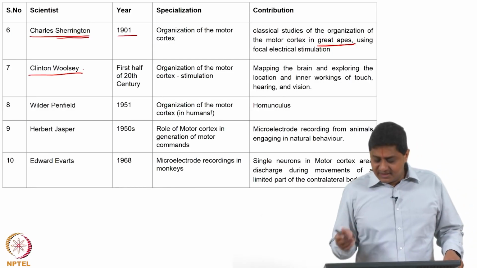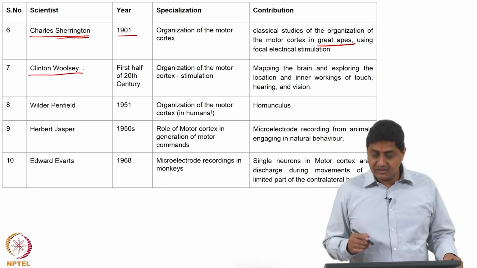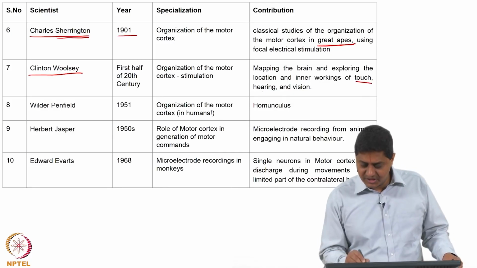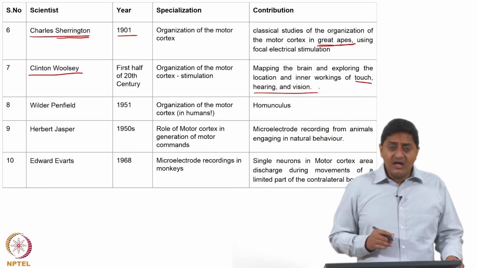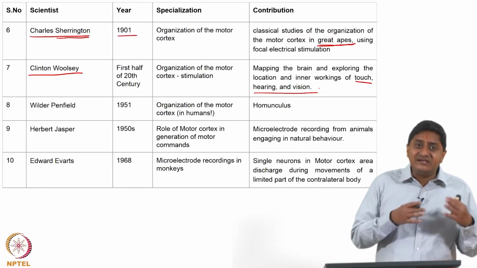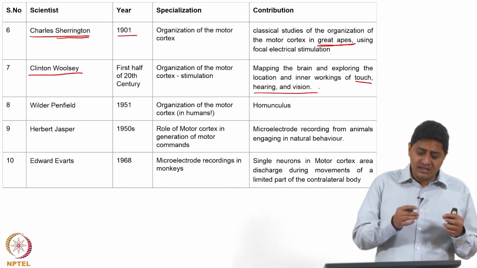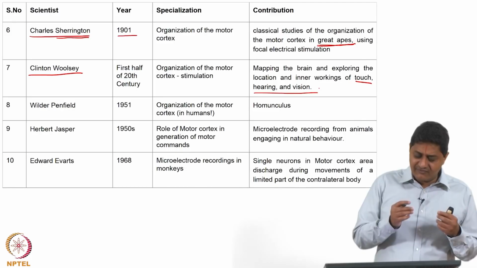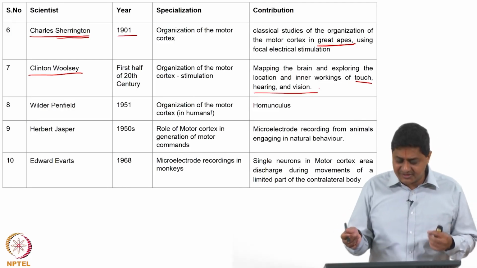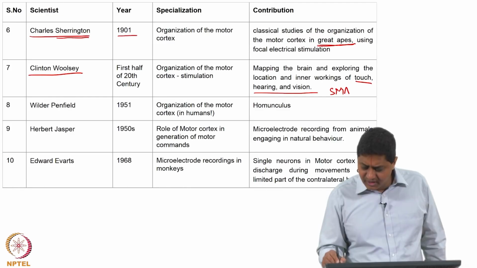What he did once again is stimulation. So, he mapped the brain and explored the working of touch, hearing, vision and other things. What he also found was that there are areas other than the primary motor cortex, within the premotor area, a particular area which when stimulated also produces movements. This they called the supplementary motor area.